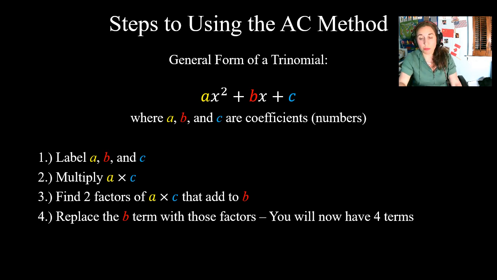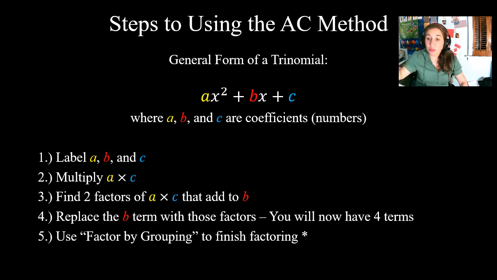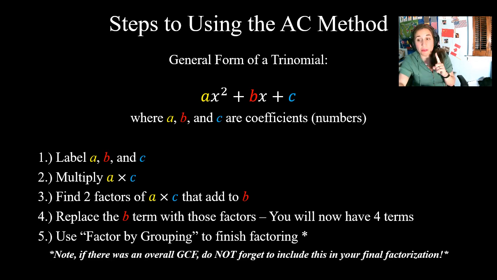Now we'll have a 4-term polynomial, and we know that when we have 4 terms in a polynomial, the factoring method we use is factor by grouping. So we're basically going to take this trinomial and turn it into a 4-term polynomial so that we can use factor by grouping, because we know how to do that now. And we're going to use factor by grouping to finish factoring. But it's especially important to note that if there was an overall GCF, once we finish factor by grouping, we cannot forget to include it in our final factorization. So let's look at an example so that all of these words will start making some sense.